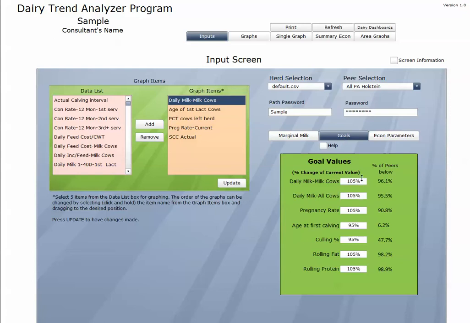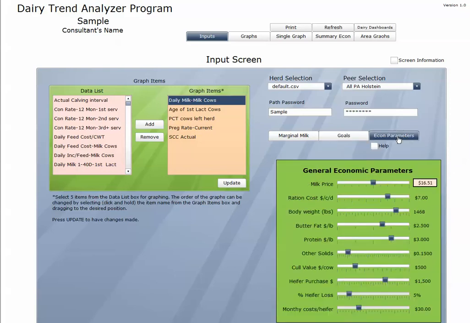So in this case, I'm looking at trying to improve milk production by 5%. That value will put me in the 96th percentile of the peer groups that I have. In this case, the peer group that I've selected is all Pennsylvania Holstein herds. We could select other peer groups, such as all Pennsylvania Holstein herds greater than 500 cows. One also then enters in basic economic parameters. The default milk price is entered, but one can change the ration costs and other economic parameters that will be influencing any analyses that we do downstream.